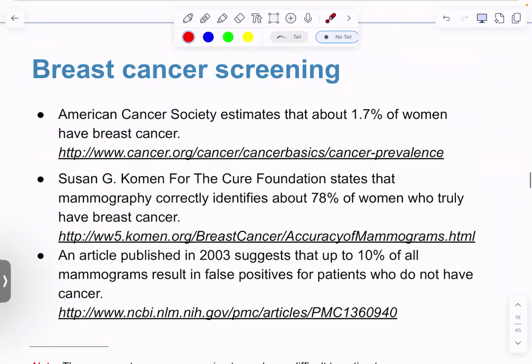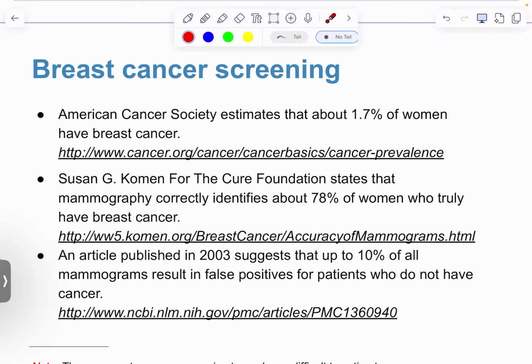Like I said, that was just our first one, and I kind of used a tree diagram to illustrate what a tree diagram is. But now we have kind of a proper example to work with. Yeah? So breast cancer screening. The American Cancer Society estimates that about 1.7% of women have breast cancer. So a very low percentage.